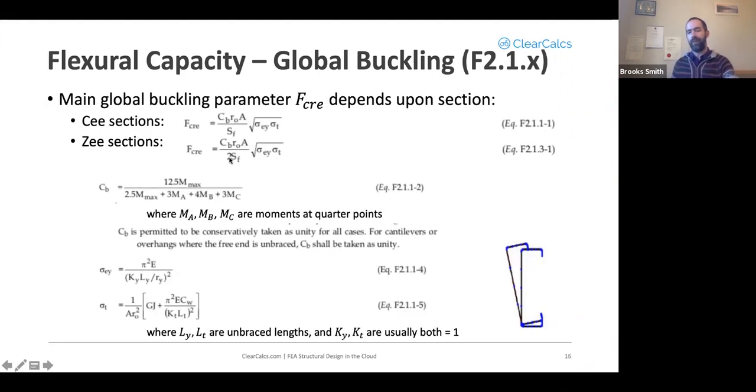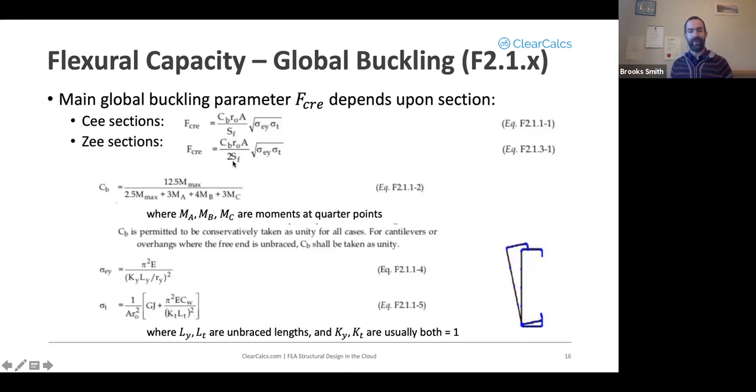Its value depends upon what section you're using. I've copied here the equations for C sections and Z sections. There are other equations for other types of sections, and if you have a truly arbitrary section, you're going to need to use an external analysis to determine what FCRE will be. But for C or Z sections, it's relatively straightforward.